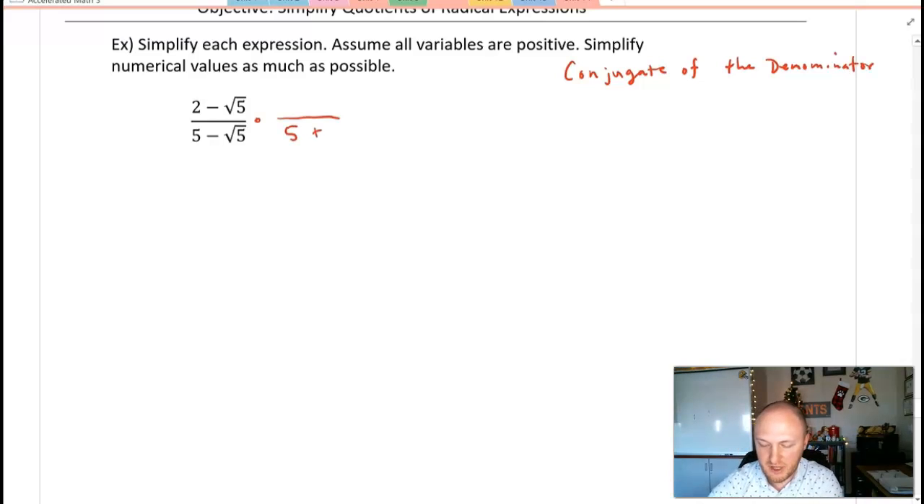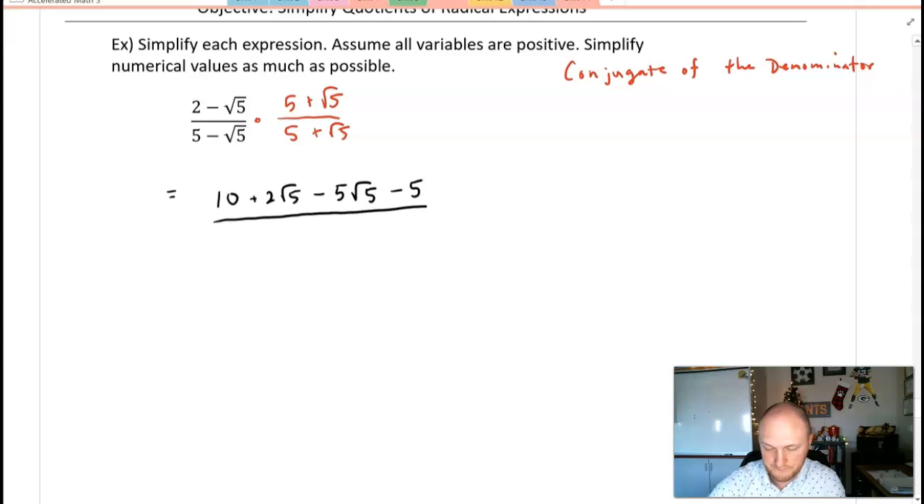So we have 5 plus root 5. That's your conjugate. 5 plus root 5. Okay, so we get 2 times 5 is 10. 2 times positive root 5 would be plus 2 root 5. Negative root 5 times positive root 5 is a negative 5 root 5. And root 5 times root 5 is 5. Negative times positive is negative. So there we go. And in the denominator, we get 5 times 5, 25.